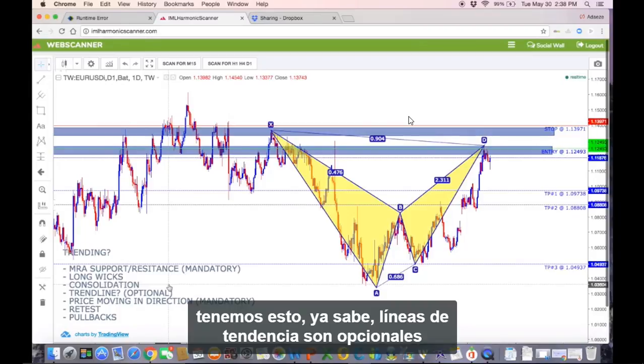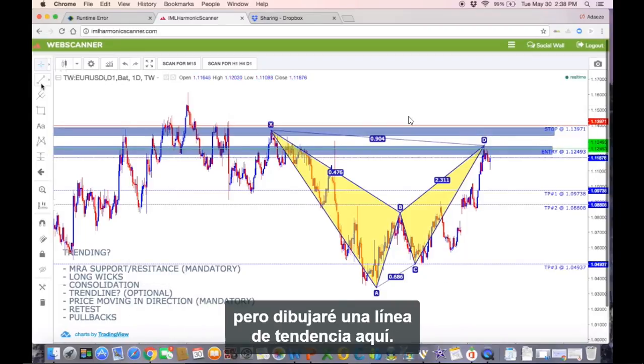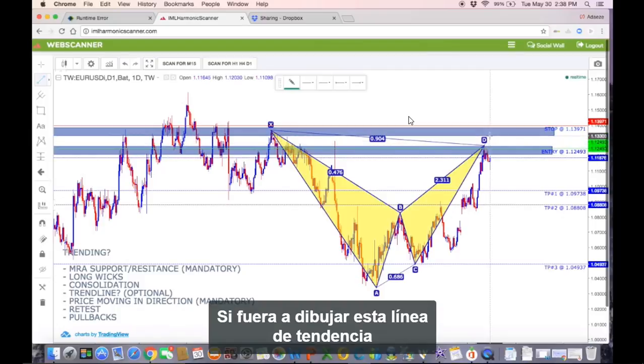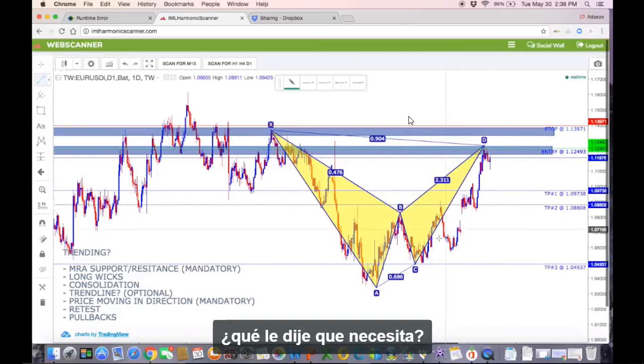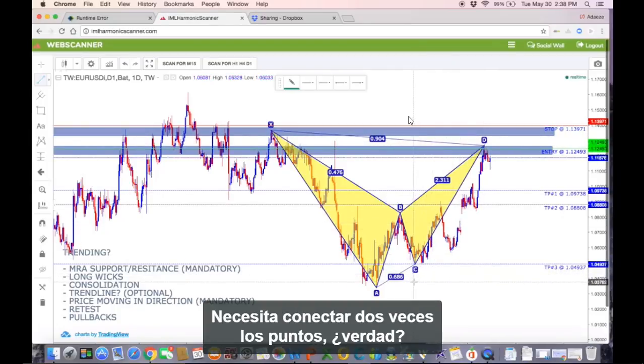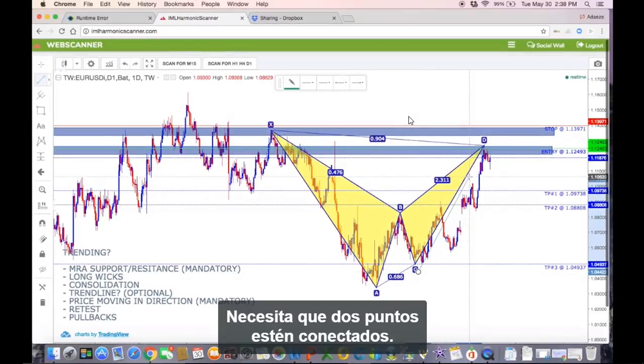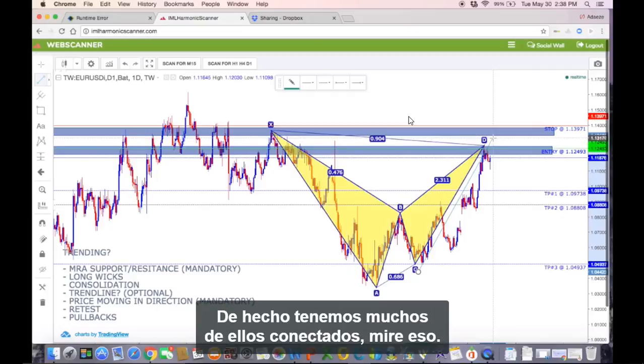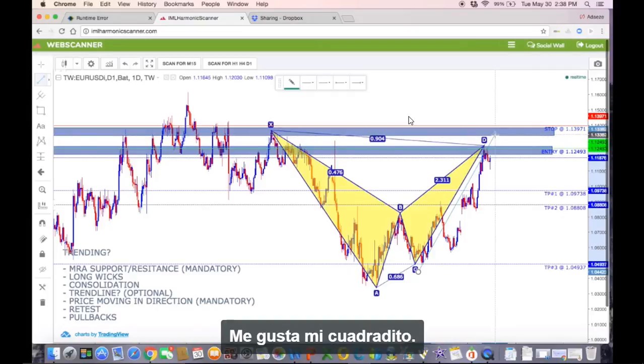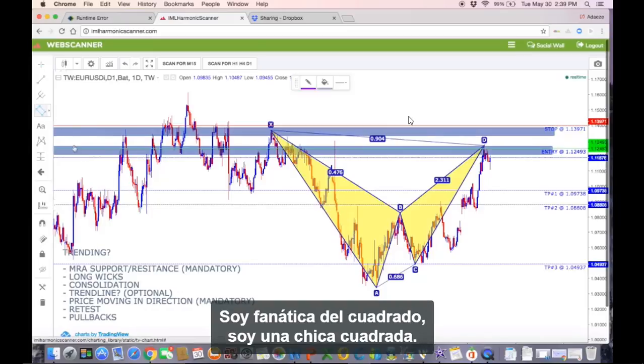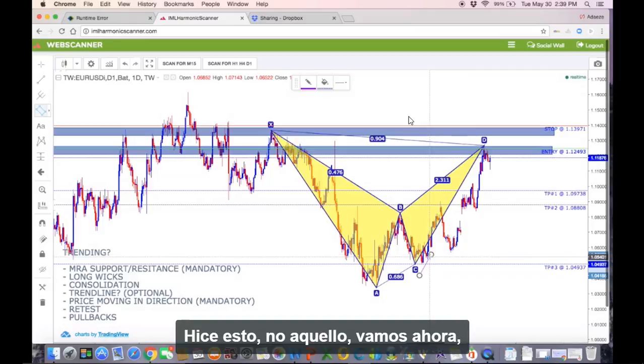Trend lines are optional, but I'll draw a trend line in here. Look at this. If I was to draw this trend line, what did I tell you guys you need? You just need to connect the dots twice. You just need 2 dots to be connected. We have a lot of them connected, actually. Look at that. Actually, I like to use my little box. I'm a fan of the box. I'm a boxy girl.